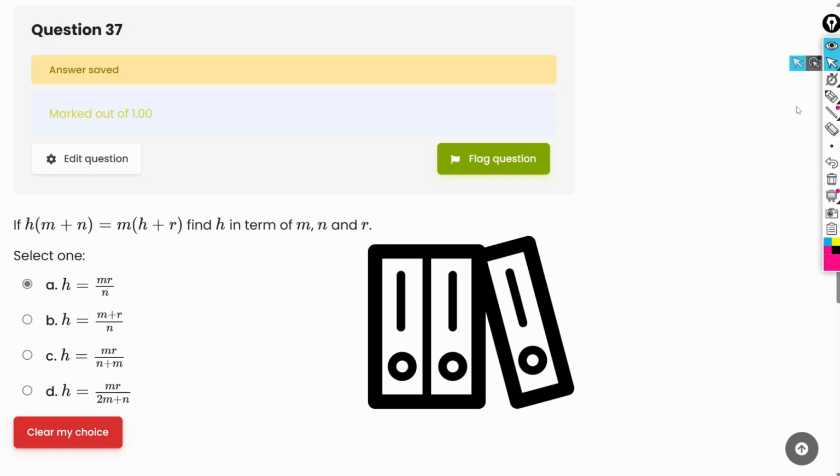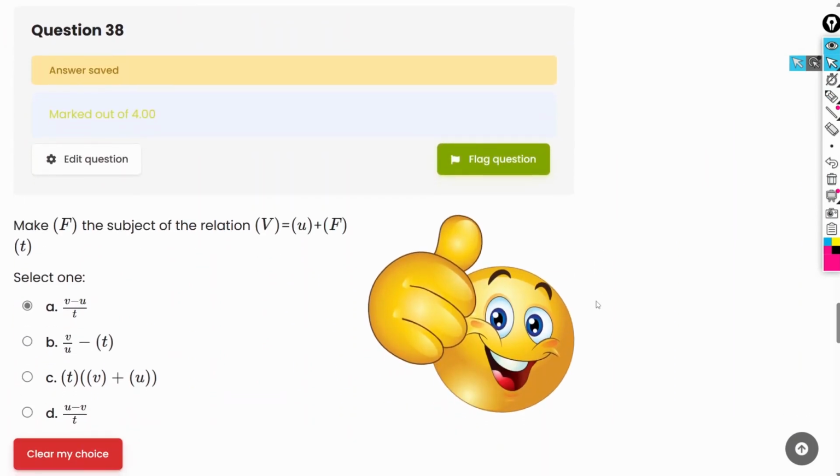Let's take on 38. We are asked to make F the subject of the relation. We have V is equal to U plus FT. The brackets don't really do anything here, there's nothing to expand into, so you could just take them out. We're trying to make F the subject of the formula, so the first thing that needs to go is U. So U needs to move, and we have V minus U is equal to F times T.